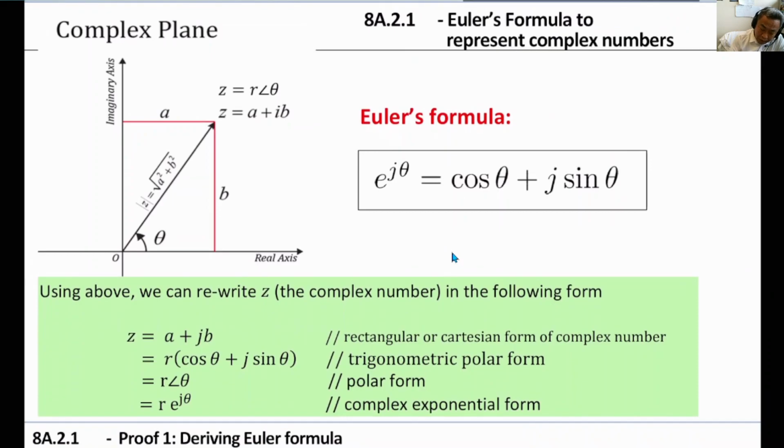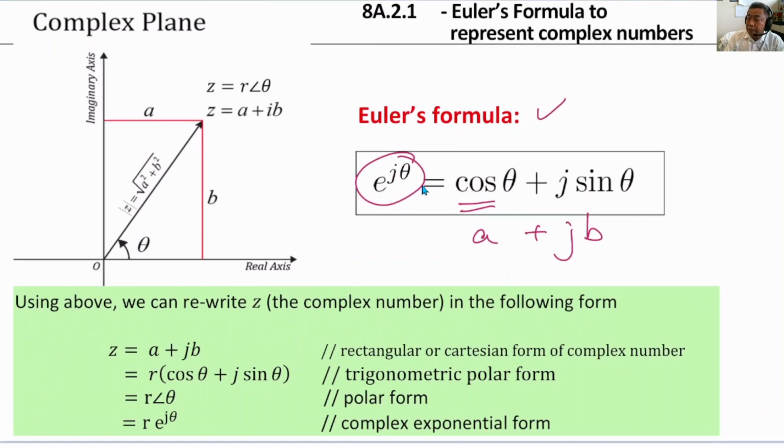Now, Euler shows us that the complex number a plus jb, where a is cos theta and b is sine theta, can be expressed in this exponential form, where the base is e and the exponent is j theta. So it's a complex exponential. The exponent in this exponential form is complex. So j theta is the exponent. So let's see all these terms here. Where is theta? Where is cos theta?